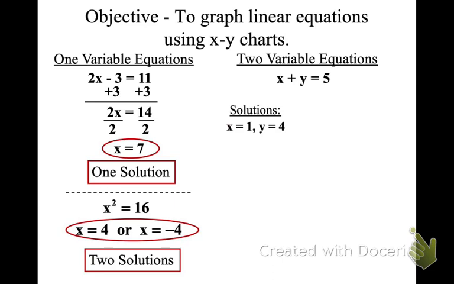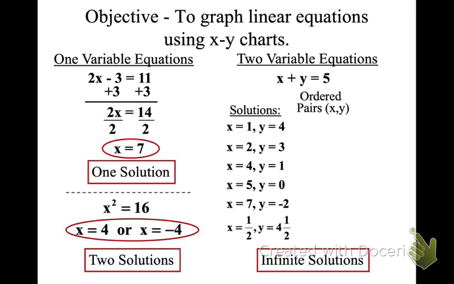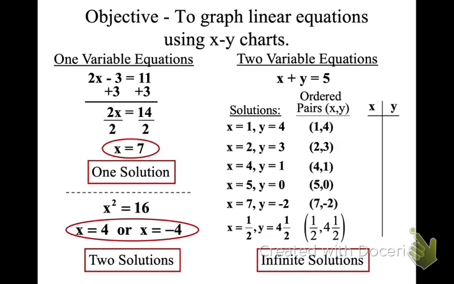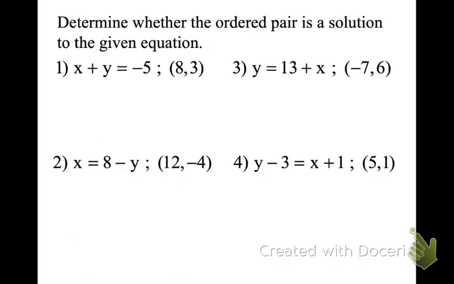if x is 1, then y is 4. If x is 2, then y is 3. If x is 4, we have infinite solutions. Now, these solutions we can turn into ordered pairs, or we can put them in a table. The first in the ordered pair is the x, the second is the y. So last week we were working on one variable equations. Now we're on to two, and so there are multiple solutions.